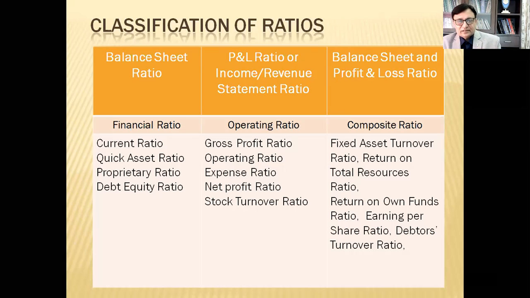Similarly, the debtors turnover ratio, stock turnover ratio, debtors turnover period. All these are composite ratios which are calculated on the basis of various classifications. When you read your books, a number of other classifications may be available, but broadly we classify the ratios into three segments: balance sheet ratio, profit and loss account ratio, or composite ratio.